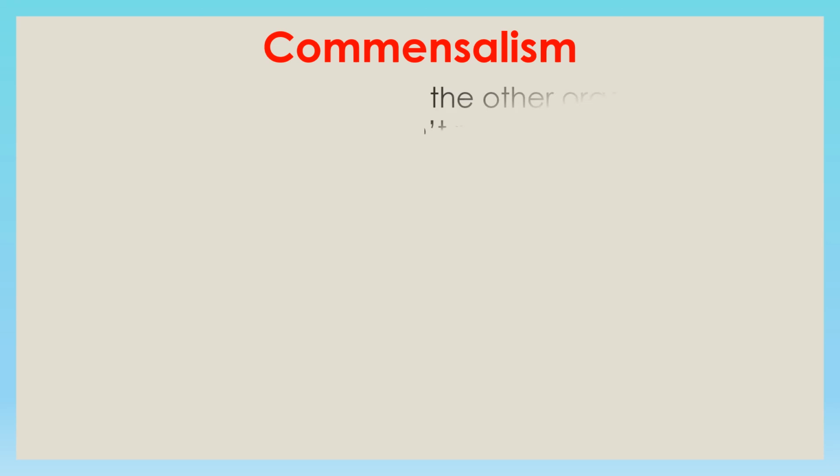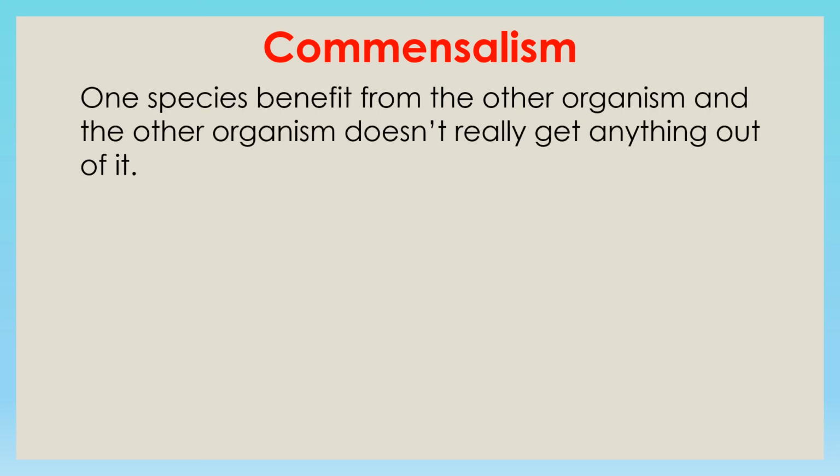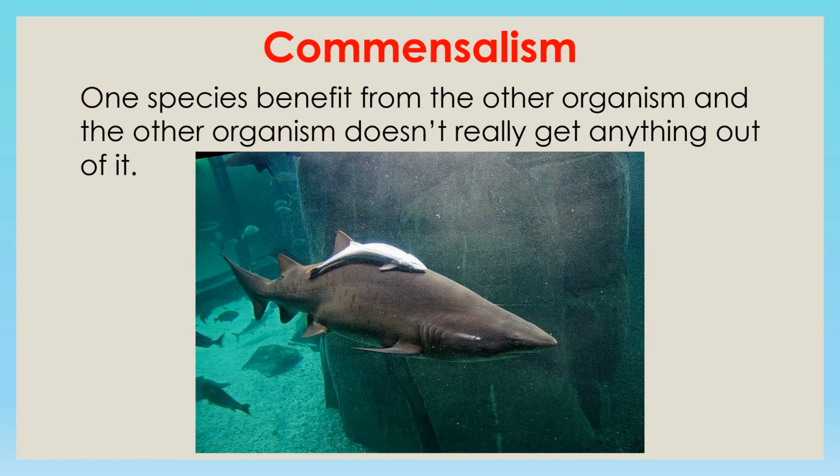Another type of relationship is commensalism. Commensalism is if one species benefits from the other organism and the other organism doesn't really get anything out of it. So for example, the remora and the shark. Remora wants to attach itself on shark so that it can travel far. But actually the shark is not getting anything from remora.